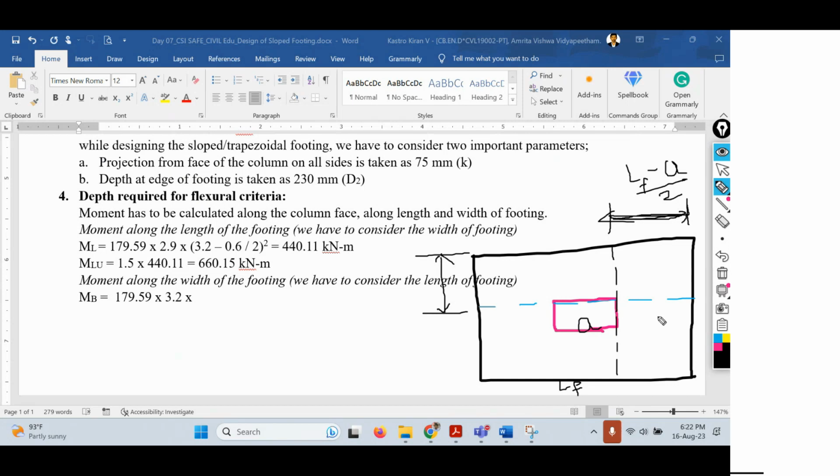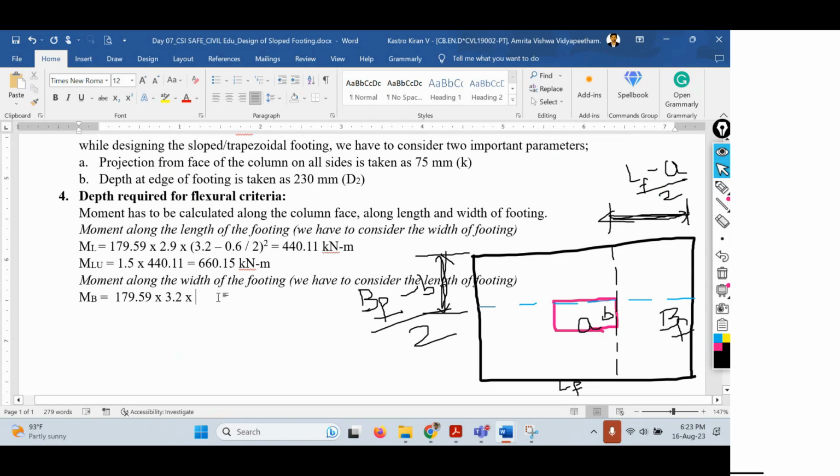We know the width of the footing, which is taken as BF, and this side of the column, which is small b. So BF minus b divided by 2, that is this span. BF minus b divided by 2. The same formula we have to apply here.